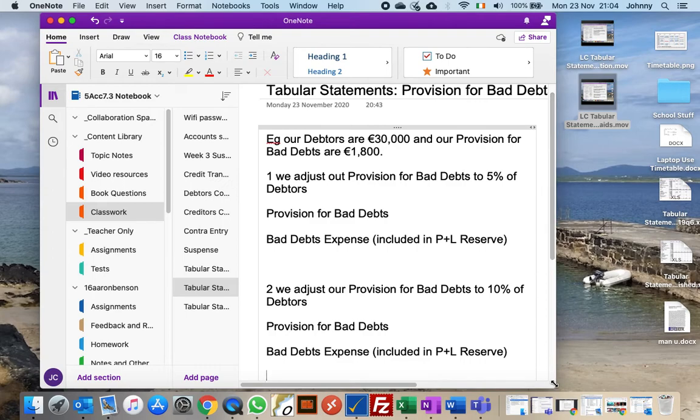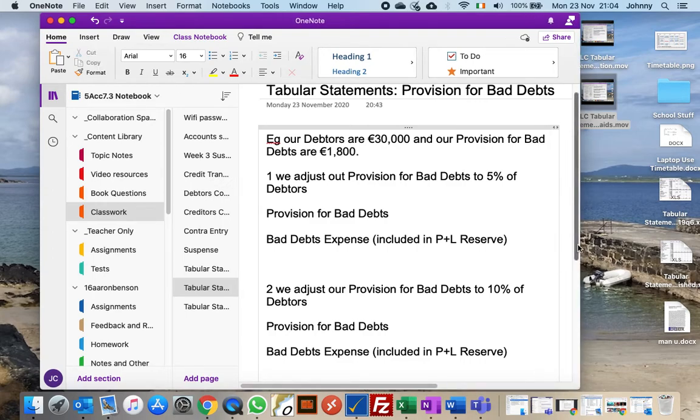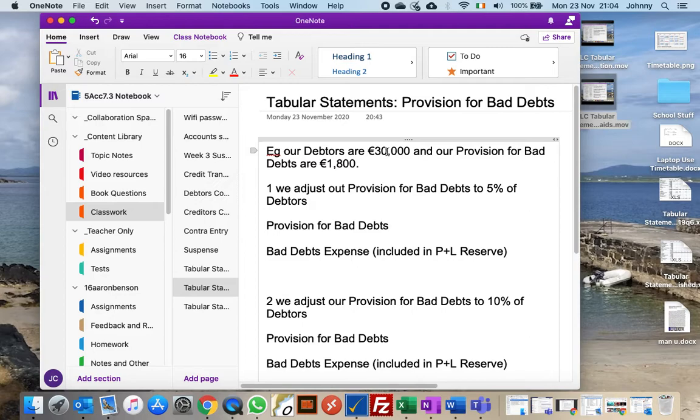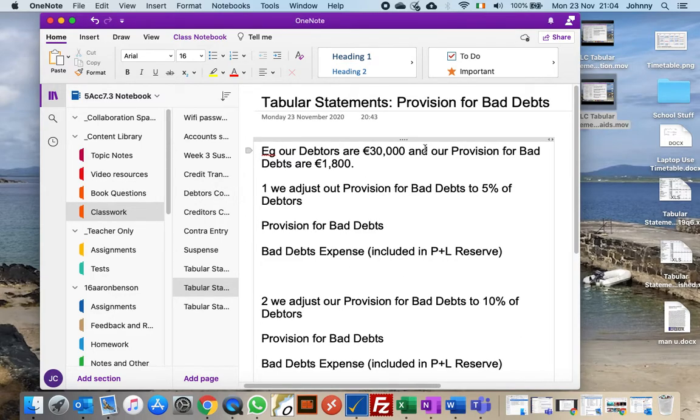Provision for bad debts now in tabular statements. So we have an example. Our debtors are 30,000 and our provision for bad debts at the beginning, so our opening provision for bad debts is 1,800. And at the end of the question, we want to adjust our provision for bad debts to 5% of debtors. So that means the old provision for bad debts is 1,800.